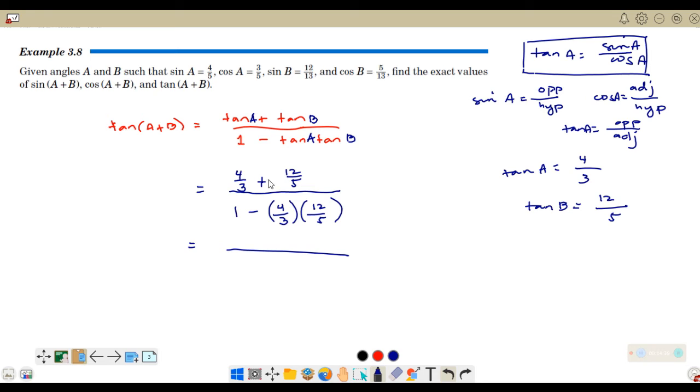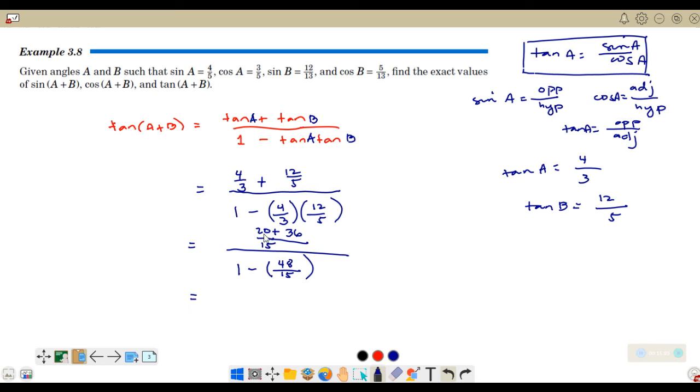Let's perform operations on fraction. Pag addition, multiply the denominator, we have 15, and then just cross multiply. 4 times 5 is 20. Copy the sign or the operation. 3 times 12 is 36. For the denominator, we have 1 minus numerator by numerator. We have 48 over 5, 3 times 15, we have, 3 times 5, we have 15.